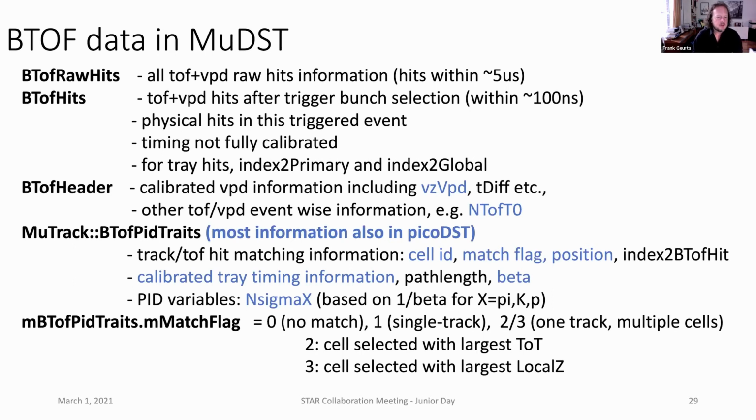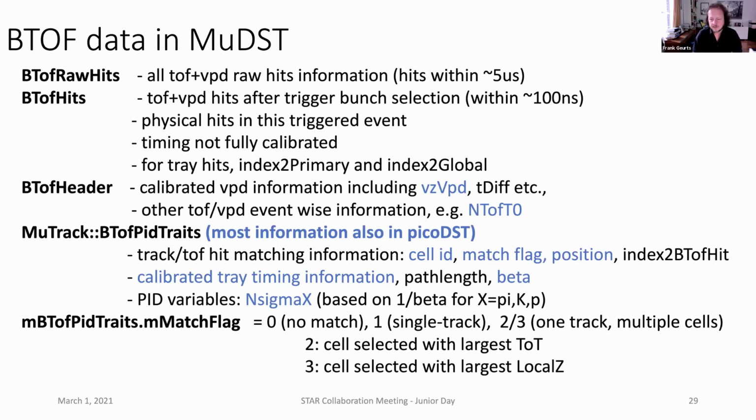In the header, we keep a lot of calibrated VPD information that includes the vertex position according to the VPD, as well as information that is important for startless, like the number of particles that were used to bootstrap the BTOF in determining its own start time. The BTOF PID trace is really what matters the most for your analysis, and for a significant part, all the stuff that I highlighted in blue is what is available in the PicoDSTs as well.